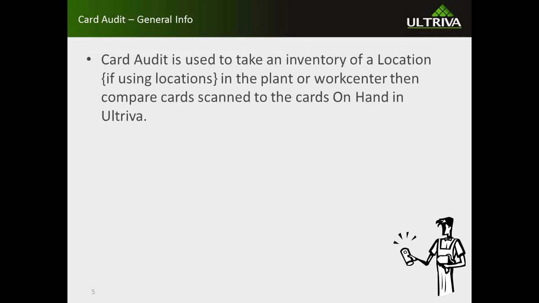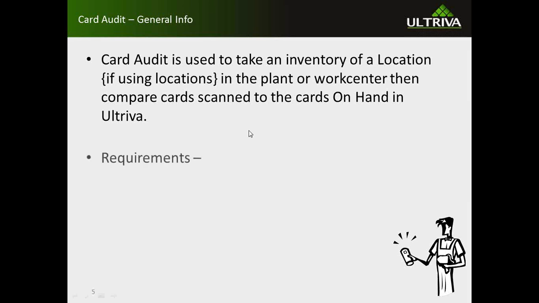So what is the card audit? It's used to take an inventory of a location in your plant or work center, and then compare those cards that you scanned to the cards that were on hand in Ultriva. And if you're not using location codes, that's fine, because if you do not enter a location code, Ultriva is going to assume everything within that particular plant or everything within that particular work center, whichever one you have chosen.